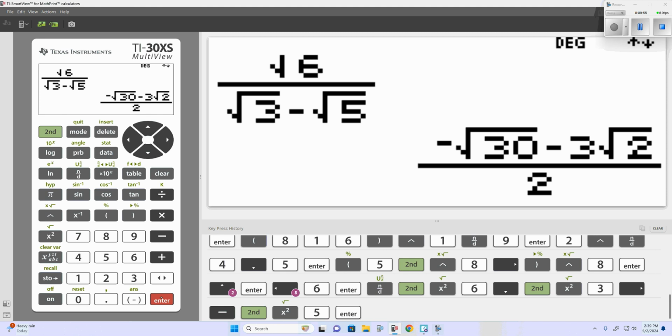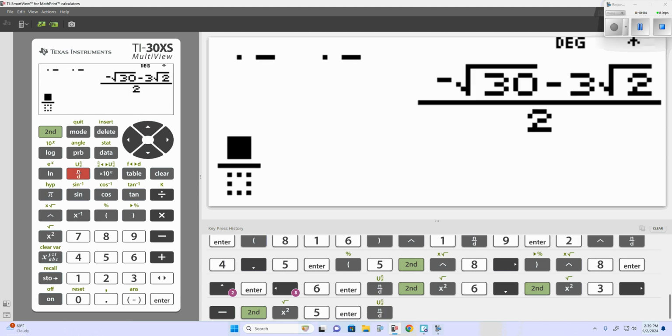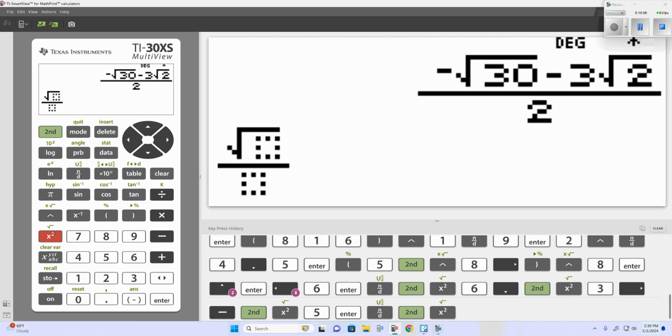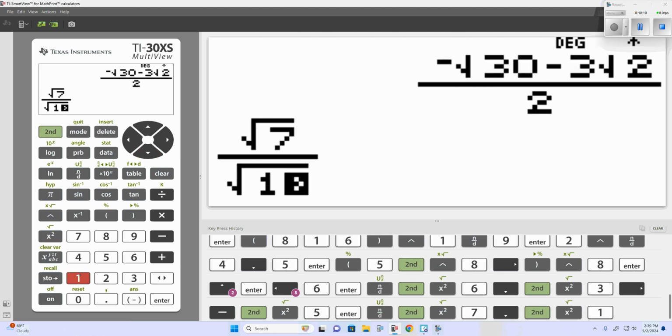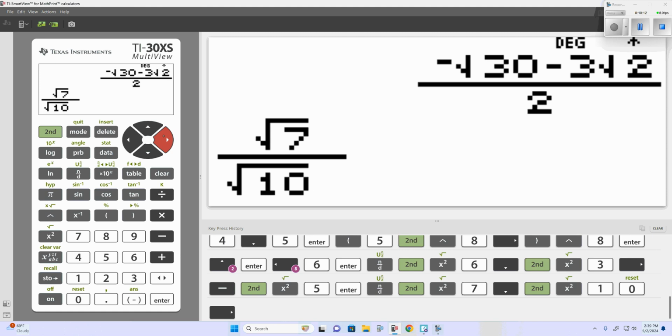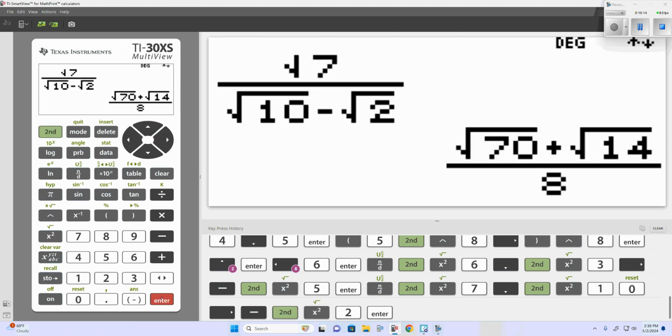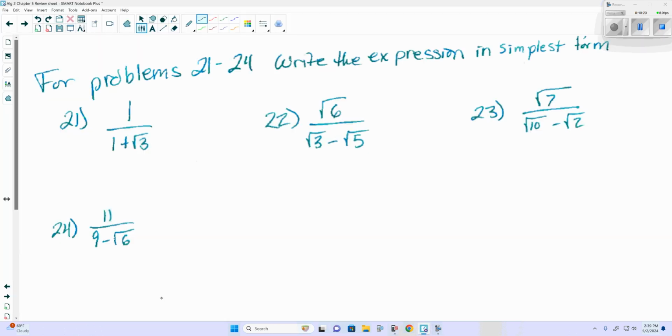The graphing calculator will not work. It'll give you a decimal. Number 23: the square root of 7 over the square root of 10 minus the square root of 2 is the square root of 70 plus the square root of 14 over 8. We go with 21 through 24.